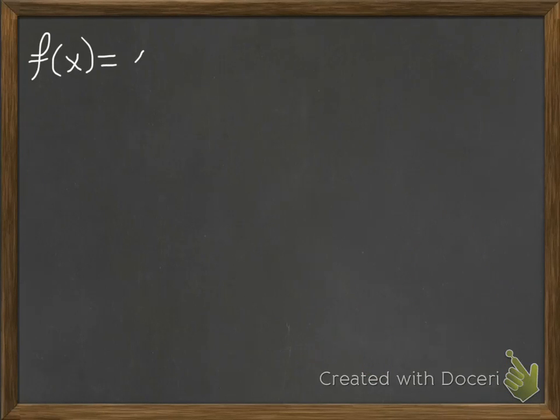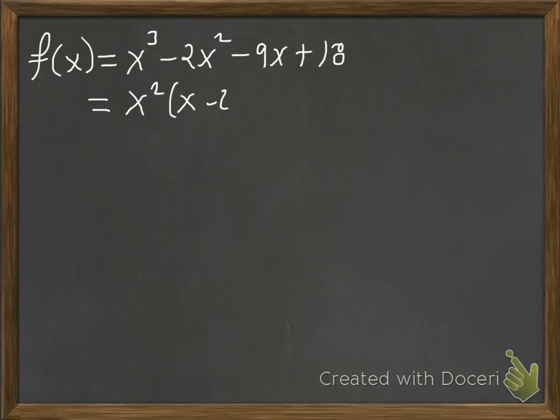Look at f of x is equal to x cubed minus 2x squared minus 9x plus 18. And oh wait, I don't know what the roots are. I'm going to have to factor it. So GCF of the first two terms is an x squared. Factor that out. We have left an x minus 2. And GCF of the second two terms is a minus 9. What's left? X minus 2. So we have (x minus 2) times (x squared minus 9).